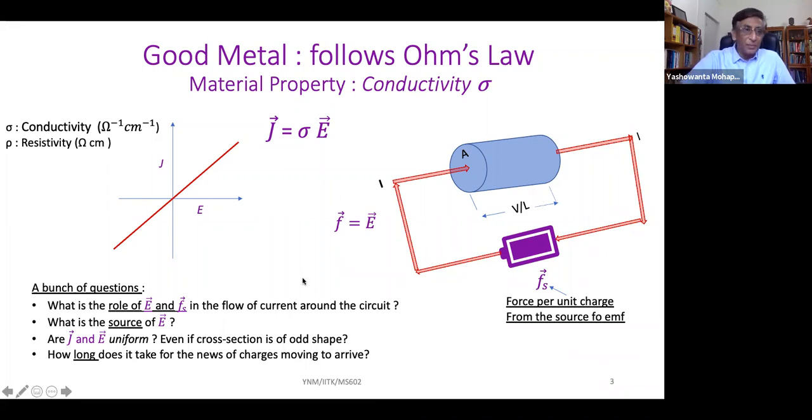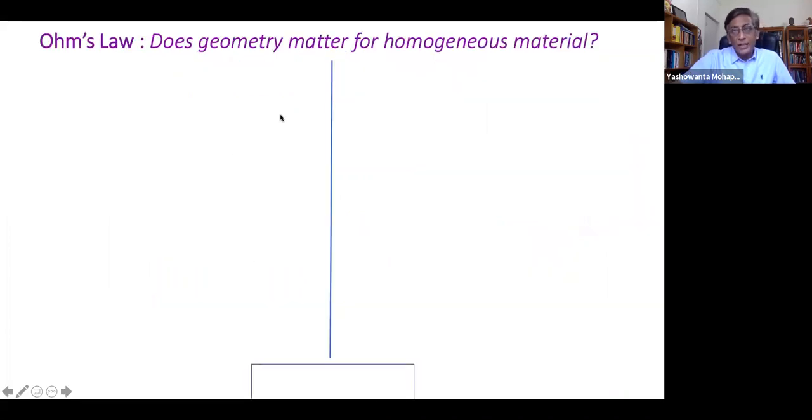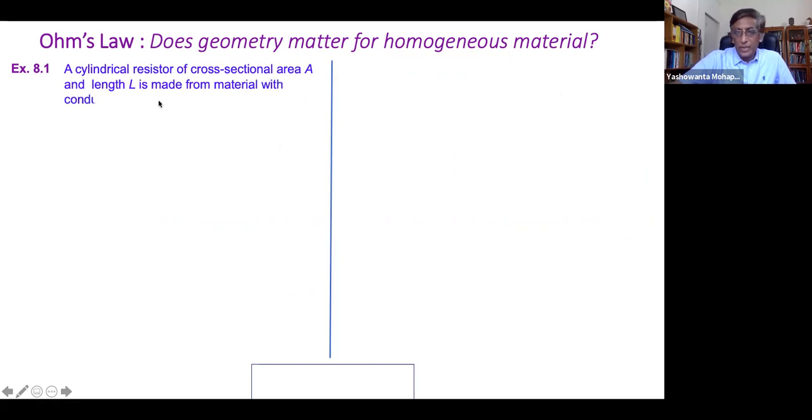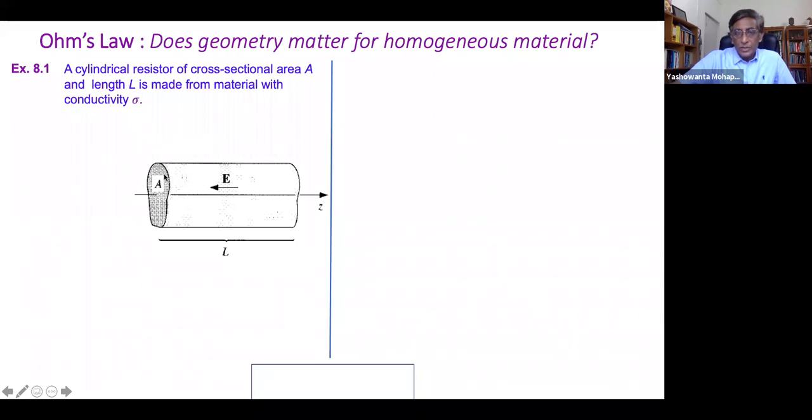We'll answer some of them one by one slowly. Let's take Ohm's law, two examples. Example 8.1, in which a cylindrical resistor of cross-sectional area A and length L is made from a material with conductivity sigma. Now we can consider this. I have deliberately taken a resistor of odd shape, except that the cross section is the same everywhere. It is not a nice cylindrical circular cross section.